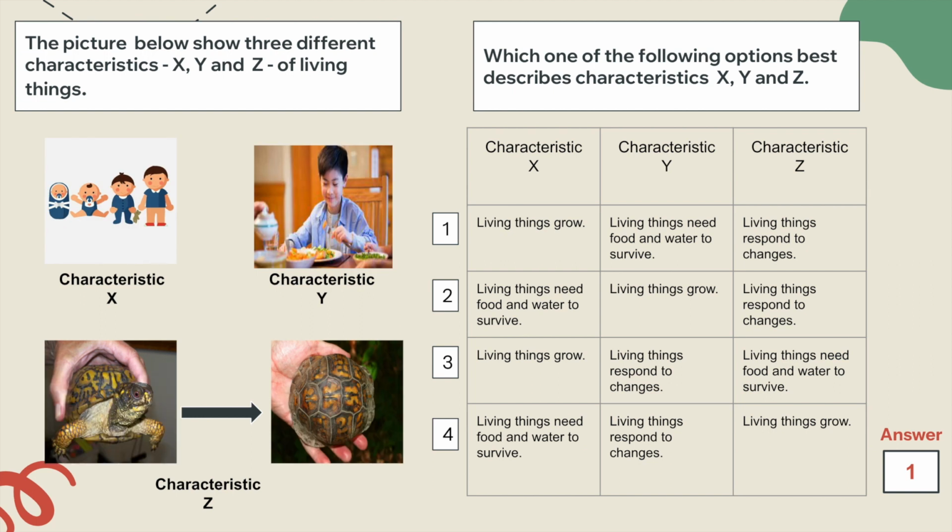Yes, the answer is option 1. Because characteristic X shows a boy is growing, characteristic Y shows a boy is eating food and drinking water, and characteristic Z shows a turtle is responding to touch.